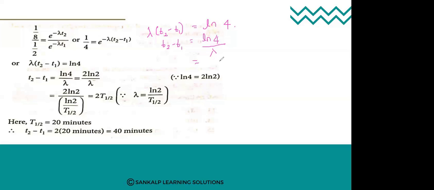So ln of 4 can also be written as 2 ln of 2, because it is ln of 2 squared. I hope you have already learned the log function. With exponents, log of n to the power p can be written as p log of n. In the same way we write this as 2 ln of 2, divided by lambda. So t2 minus t1 is equal to 2 ln of 2 divided by lambda.